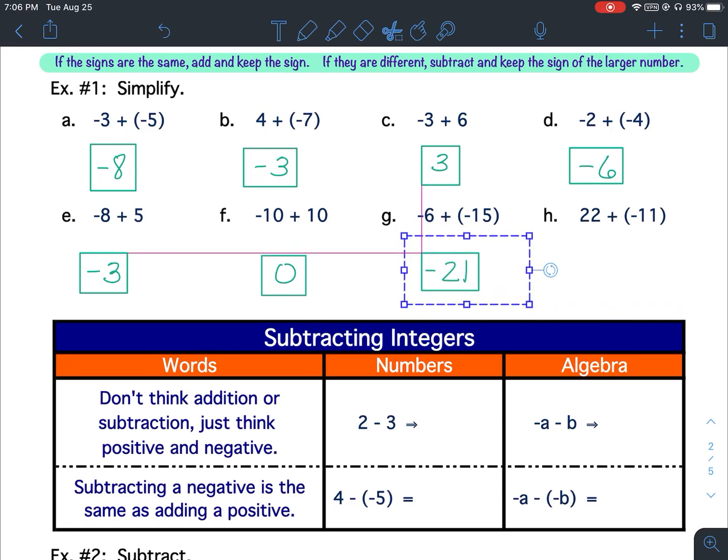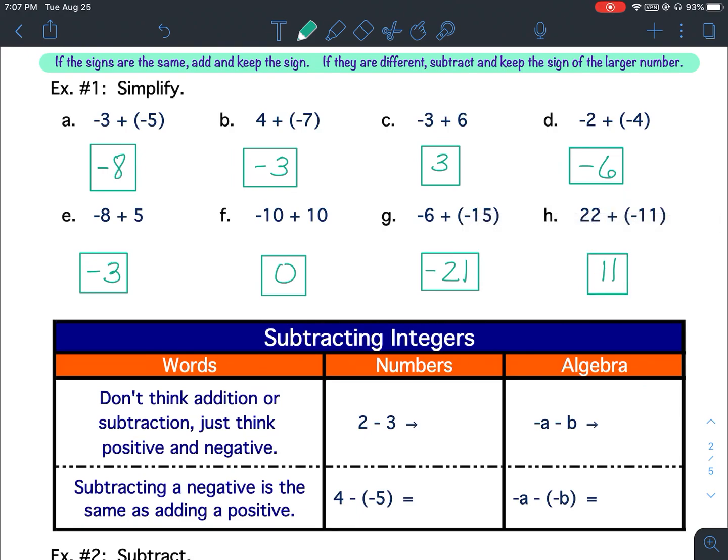I'm going to move that up a little bit. There we go. For H, I've got 22 plus -11. The 22 is positive and the 11 is negative, so those signs are different. Subtract and keep the sign of the larger number. 22 minus 11 is 11. Since 22 is the larger number and 22 is positive, this should be +11.